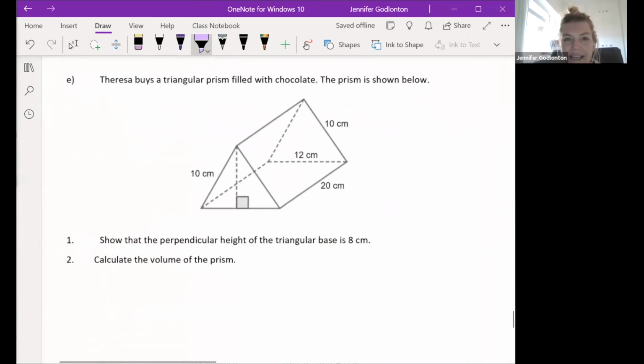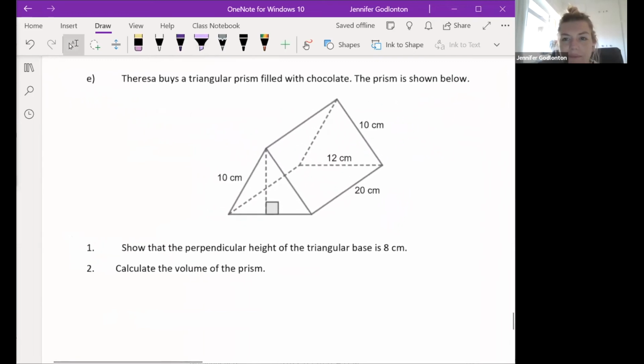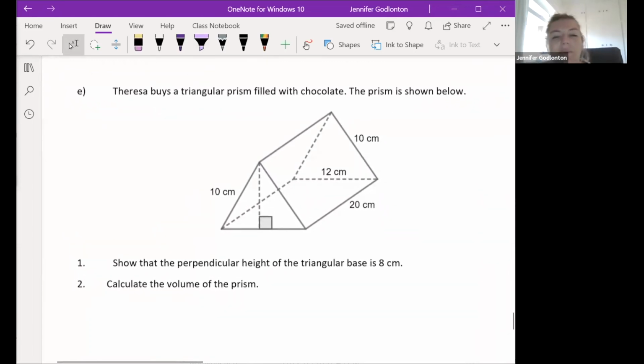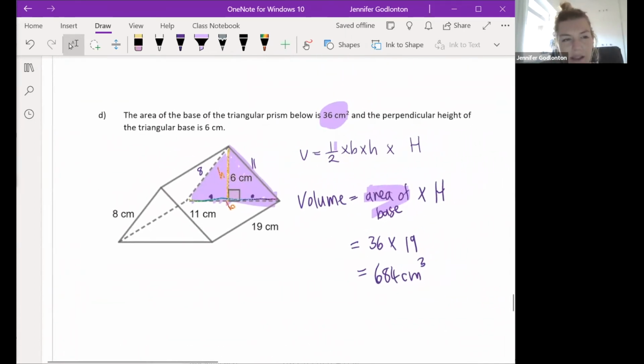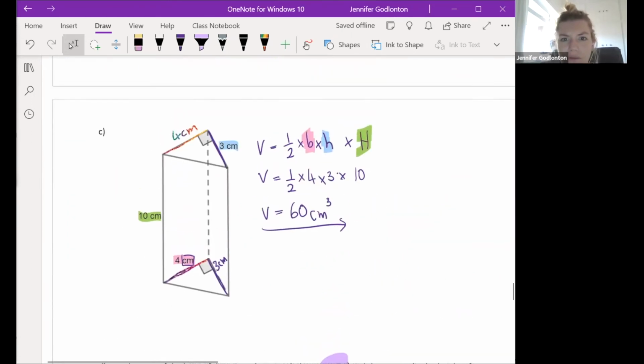All right. This was because I was thinking of Toblerones when I set your quiz for Thursday. Teresa buys a triangular prism filled with chocolate. Yeah, I'll quickly pop back up. Just take a screenshot nice and quick, and then I'll go back down. The one before.